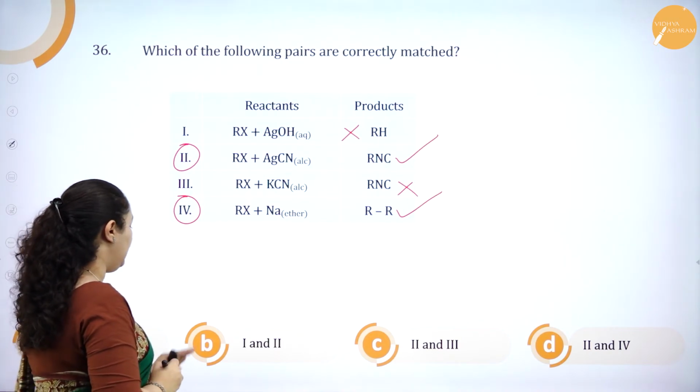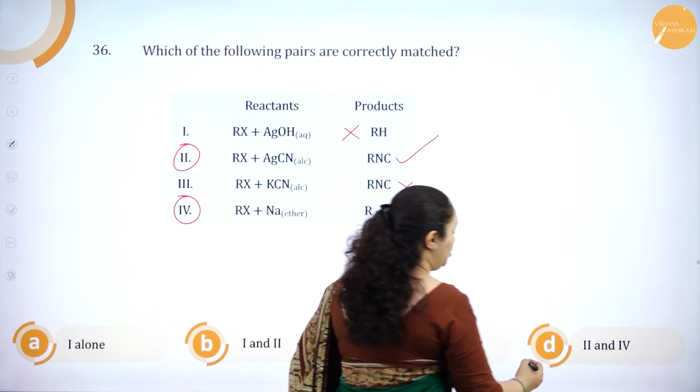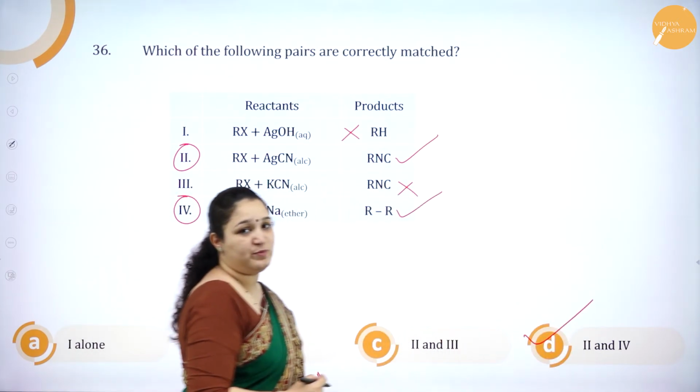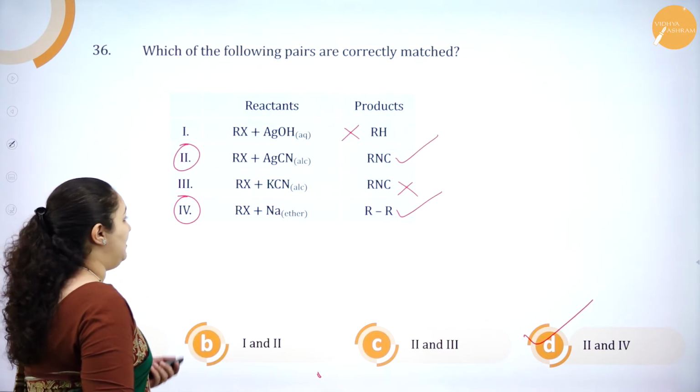1 alone is correct. 1 and 2 is correct. That's wrong. 2 and 3 is correct is wrong. 2 and 4 are correct. So option D is the correct answer. Okay. Next question.